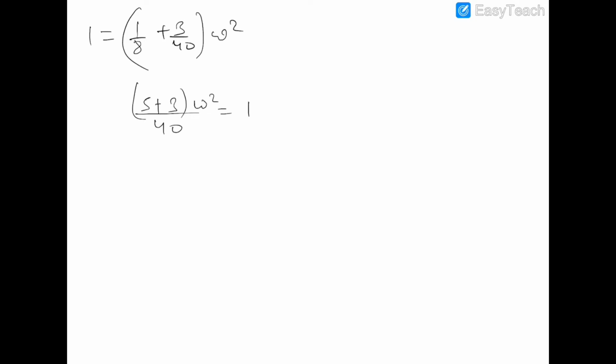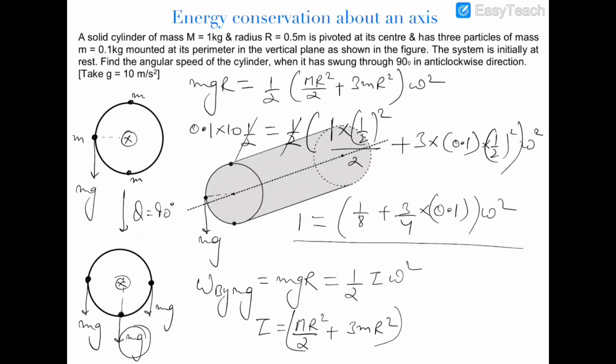So this is 1. So omega square is equal to 5 and omega is equal to root 5 radians per second. So this is the angular velocity of this cylinder in this position, which is the equilibrium position. So let's move on to the next question now.